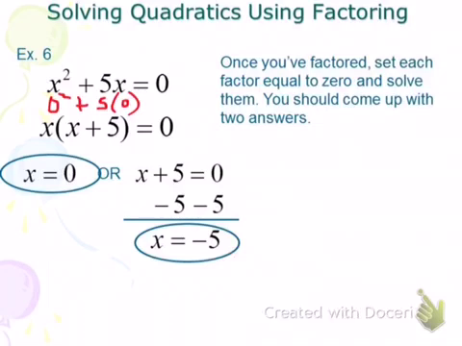If you put -5 in there, you get -5 squared plus 5 times -5. And that's 25 minus 25, which is also equal to 0. So both solutions check. All right?